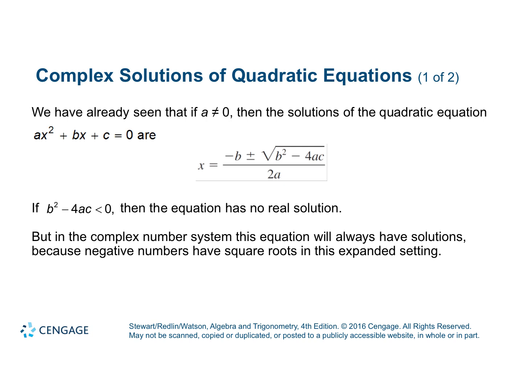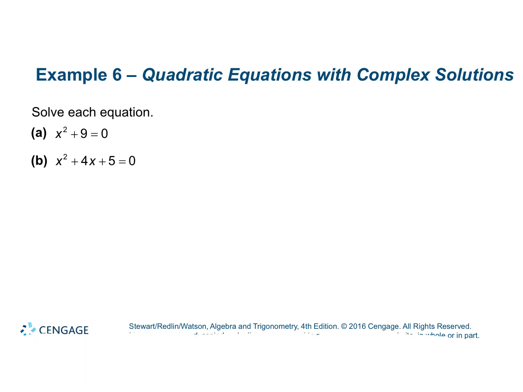So, in this complex number system, this equation will always have solutions because negative numbers have square roots in this expanded setting. Now, you do have to keep going if we have i's, which is going to be the case for a couple problems in this slide. So, let's get started. They're asking for example 6 to use a quadratic equation with complex solutions to solve the following equations.